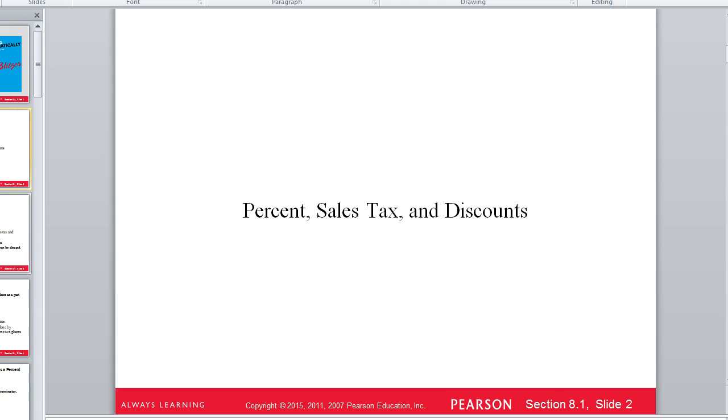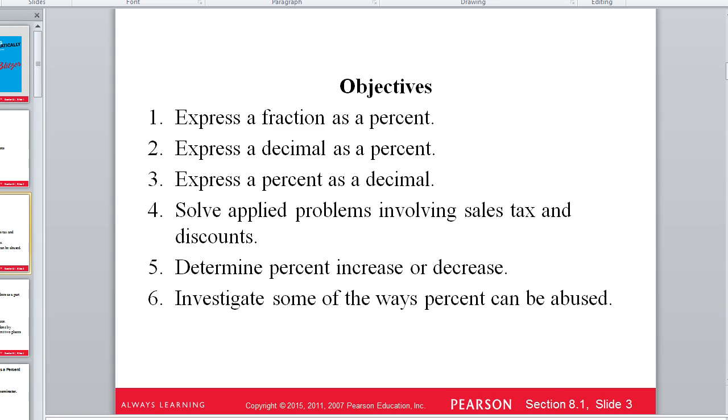In this video we are going to start off with just the changing of percents to fractions, decimals to fractions, percents to decimals, all that stuff. And then we're going to use percent to solve problems involving sales tax and discounts, which are typically given as percentages, and then determine percent increase and decrease, and then just some ways that we can make mistakes involving percentages.